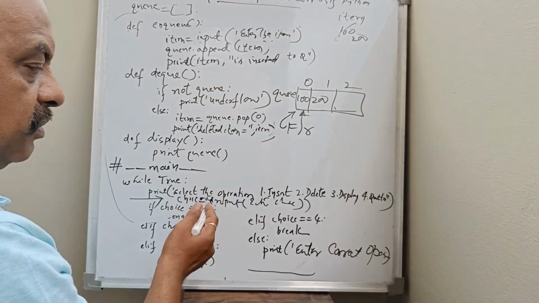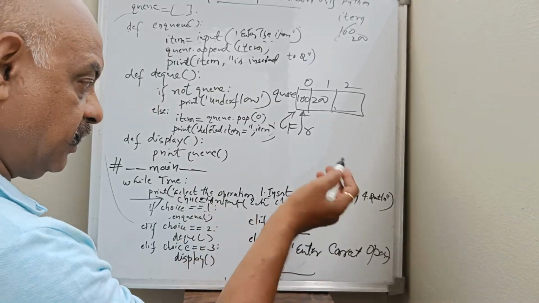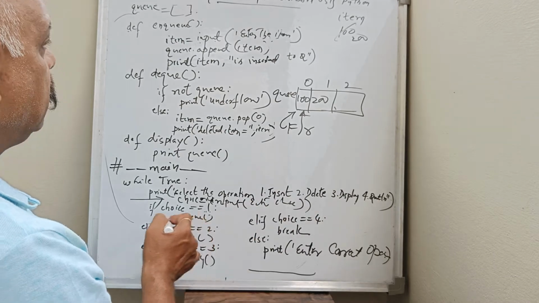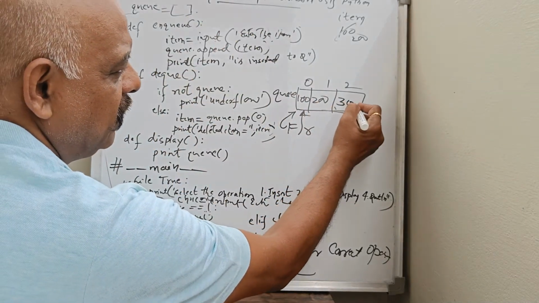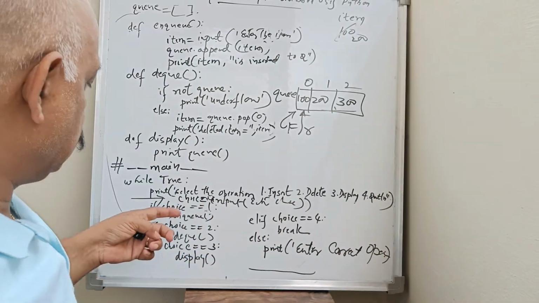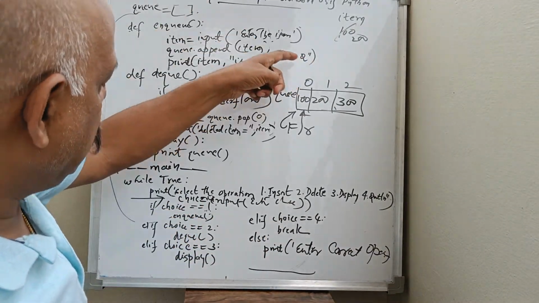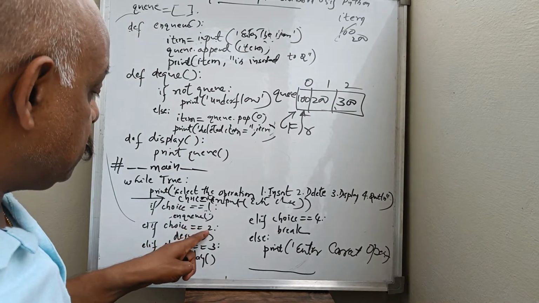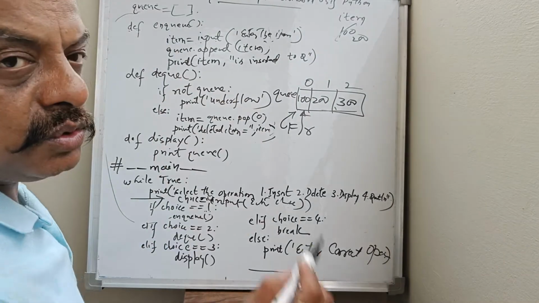Again it comes back to the main program, again enter the choice, again enqueue. I'll limit my size to 3, though you can insert as long as you wish here. Once that is done, the choice comes again. Now I will type choice is equal to 2.